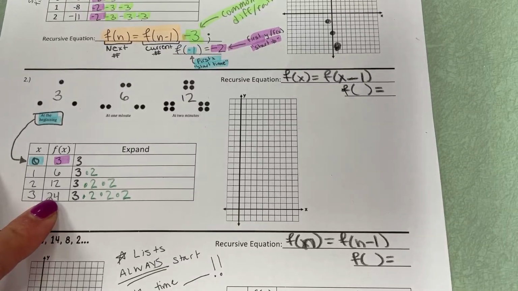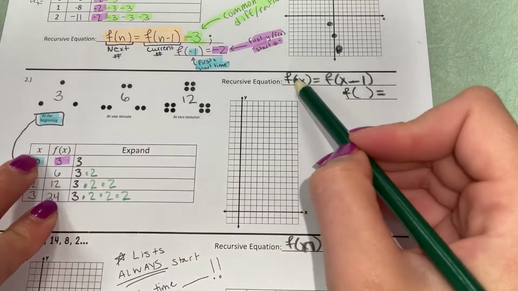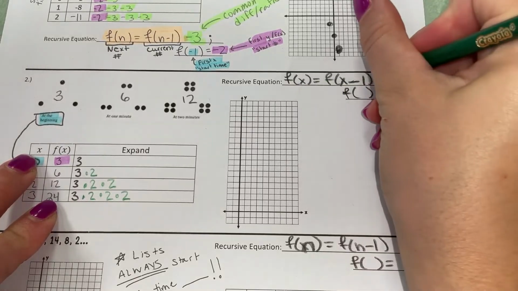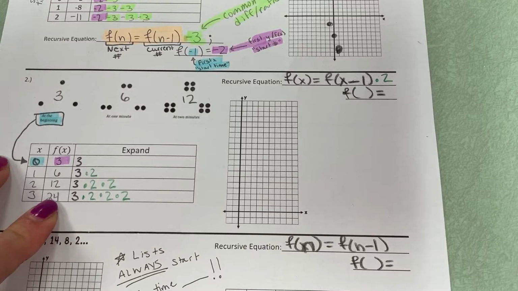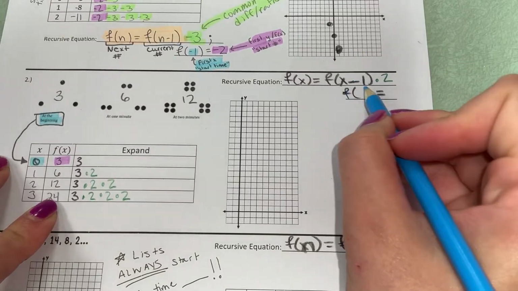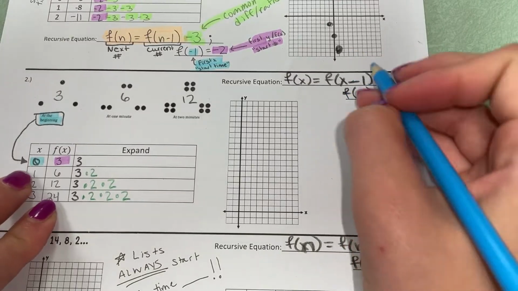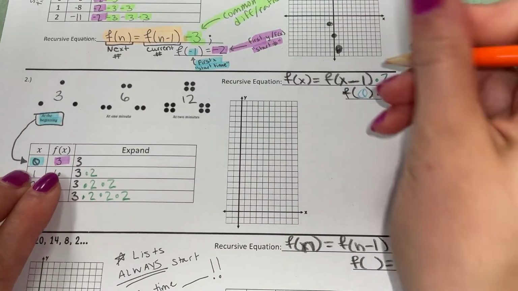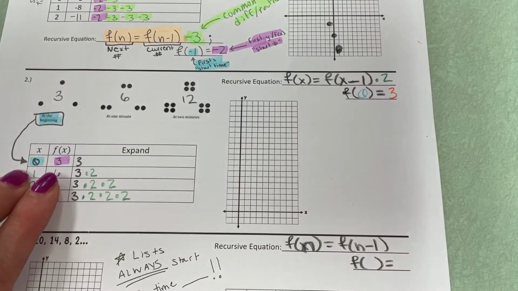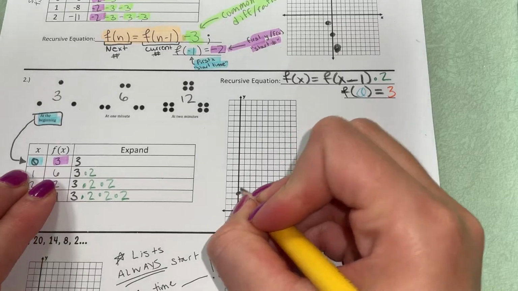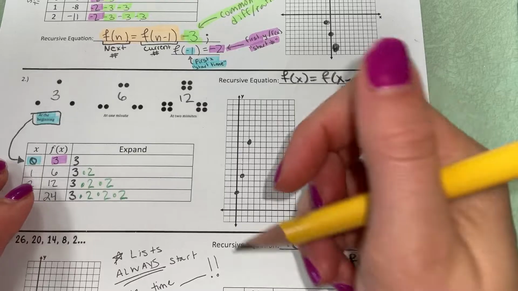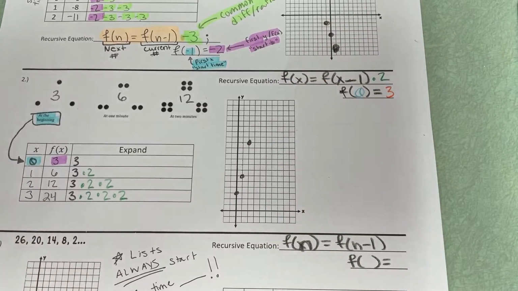So when I write my recursive, this time I had x's, so I'm going to use f of x equals f of x minus 1, and then our common ratio was multiplying by 2. We have to give our start values. Our start time was 0, so we have f of 0, and then our start number was 3, so it equals 3. And then I'm going to go ahead and graph this. So we have 0, 3, 1, 6, 2, 12, and that's all I can graph. But see how it's curving? What type of sequence is this?